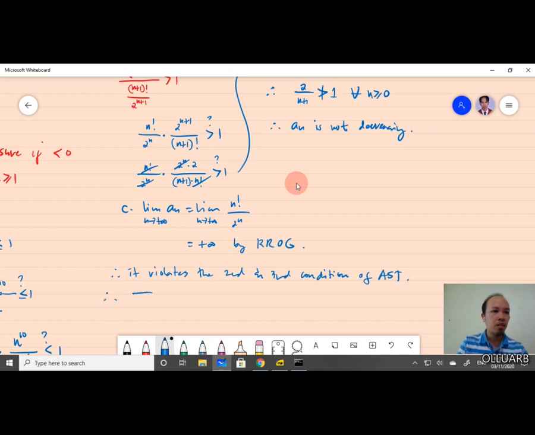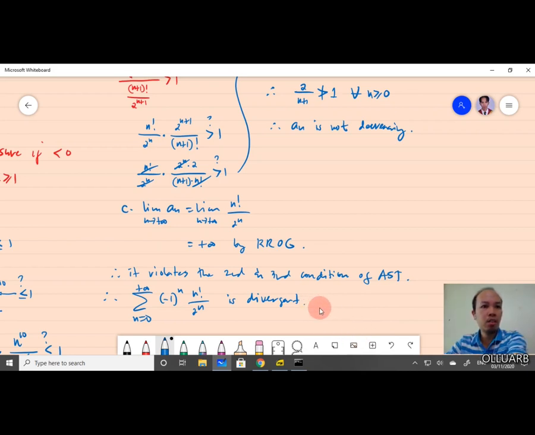Therefore, the series n factorial over 2 to the n, where n starts from 0 to positive infinity, is divergent. As you notice here, the series is not absolutely convergent. It is also not conditionally convergent. So let's make a conclusion here.